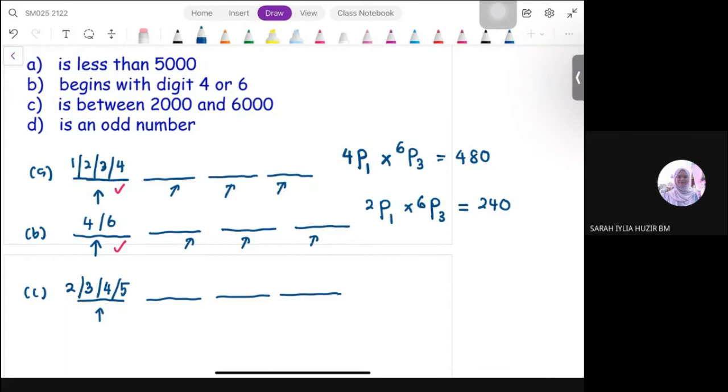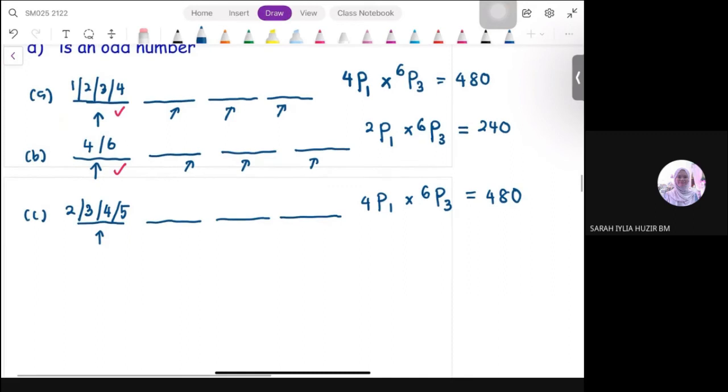Okay, so we have 4 options there. So our calculation should be 4P1. 6 numbers left, we arrange in the remaining 3 boxes. So 6P3. Calculation 4P1 times 6P3, answer is 480. Calculation dia macam sama dengan A kan, tapi situation dia berbeza kat situ. Kebetulan number arrangement dia sama. Okay, alright, move on to the last case.